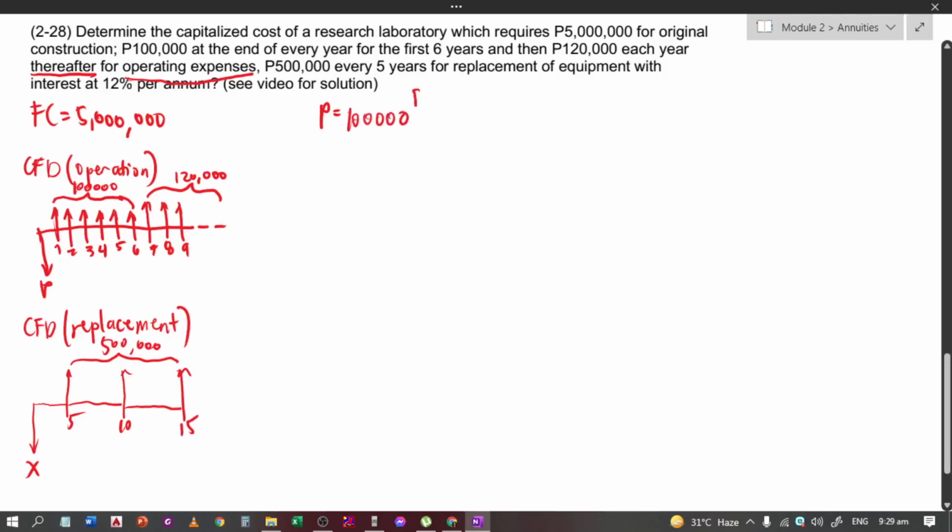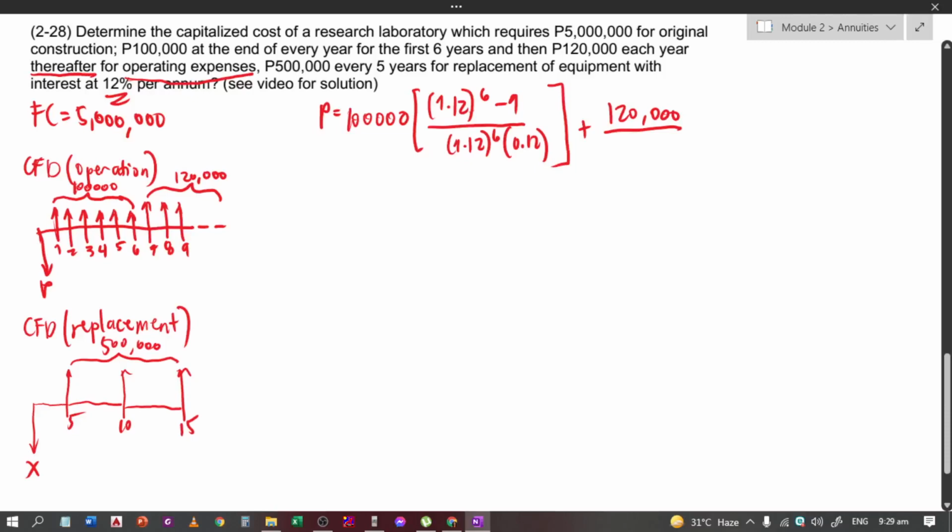100,000 times (1.12 raised to n minus 1) over (1.12 raised to 6 times 0.12), where n is 6. Tapos, plus 120,000 over, ito na pala, dito na ako.